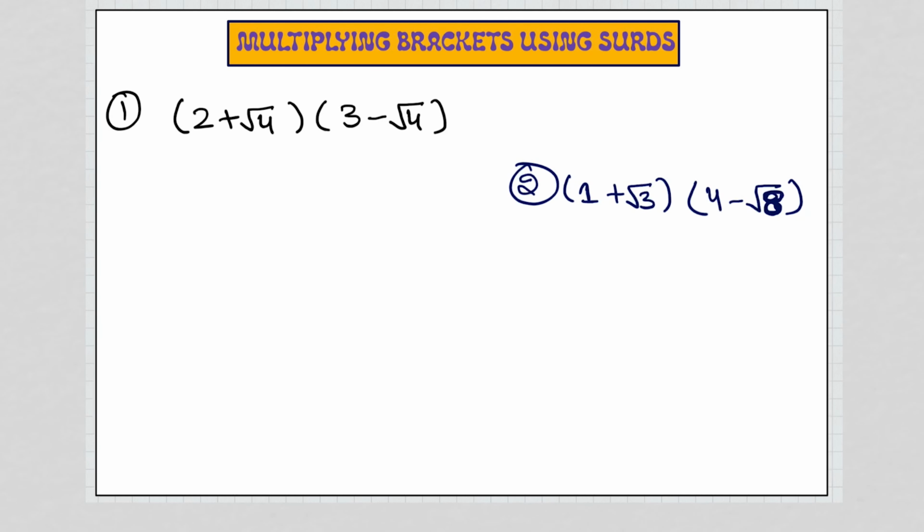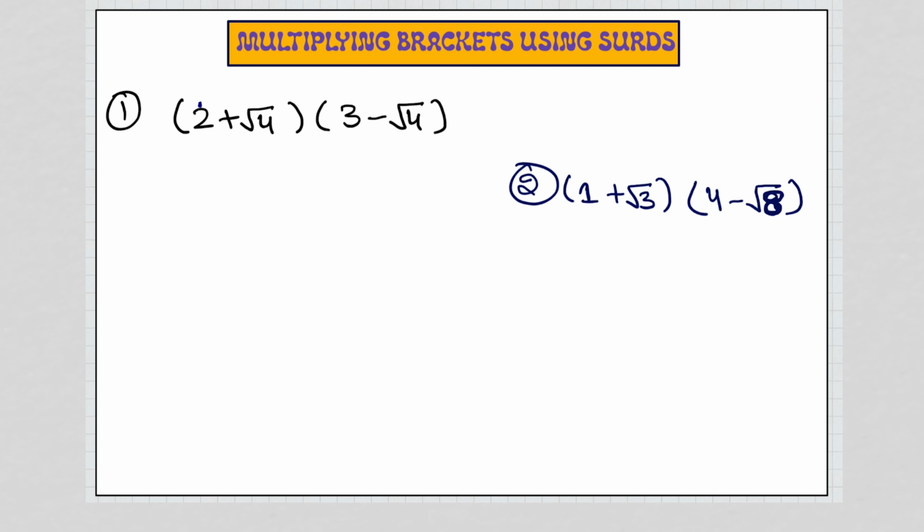In this section, we will be multiplying brackets using surds. Now, same method we use for expansion 1. How we do it is we're going to times first 2 with 3, then with minus root 4, and then root 4 with 3, and root 4 with minus root 4. The same rules we used in expansion of brackets.